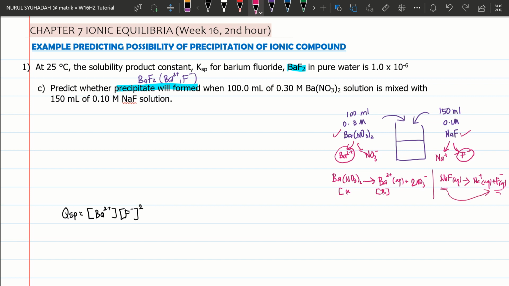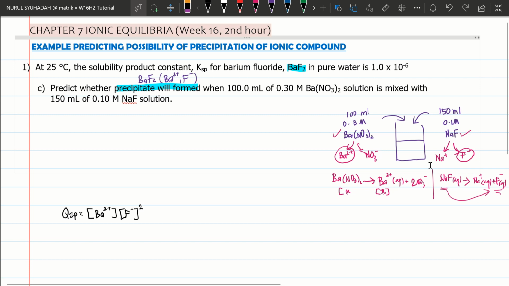Same goes here, barium nitrate with barium 2+ ion is 1 to 1. So, the concentration will be the same. Okay. With the information that we analysed earlier, we will find the concentration of Ba2+ and F-. Start with finding the number of mole.